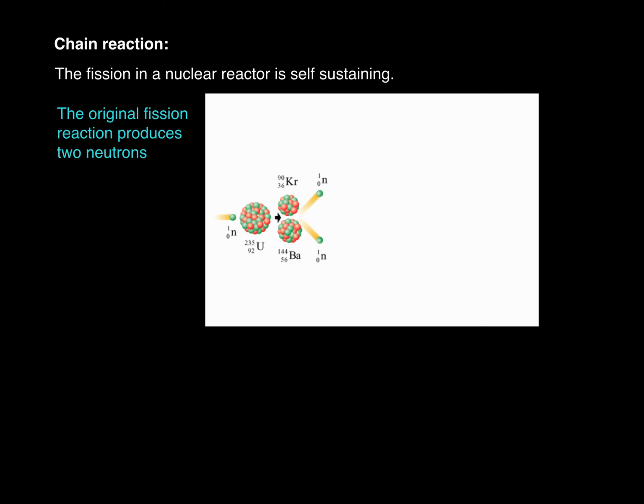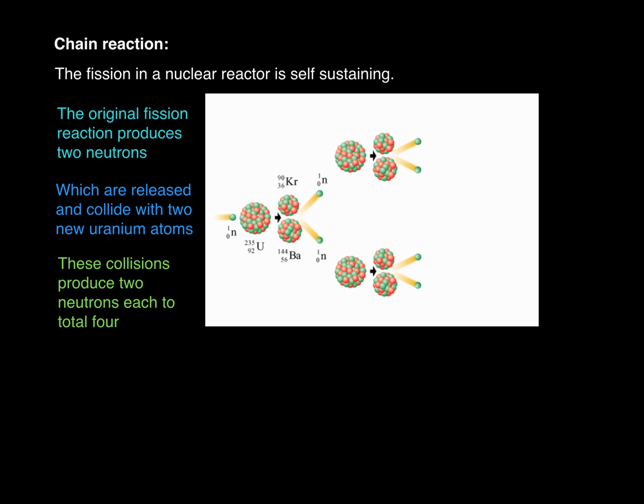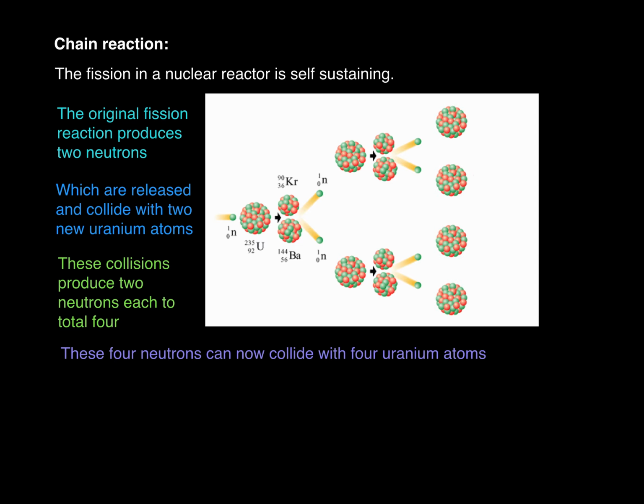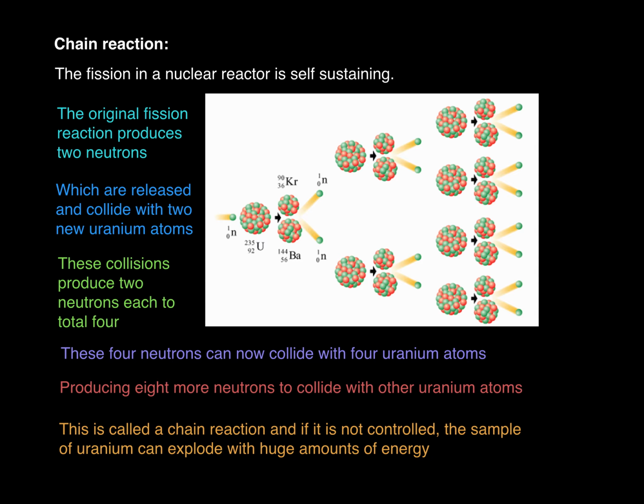Chain reactions. The fission in a nuclear reactor is self-sustaining. The original fission reaction, for when uranium produces krypton and barium, produces 2 neutrons. Those 2 neutrons are released and collide with 2 new uranium atoms. These collisions produce 2 neutrons each to make a total of 4, so now we have twice as many neutrons as before. These 4 neutrons can now collide with 4 uranium atoms, producing 8 more neutrons to collide with other uranium atoms. This is called a chain reaction, and if it is not controlled, the sample of uranium can explode with huge amounts of energy.